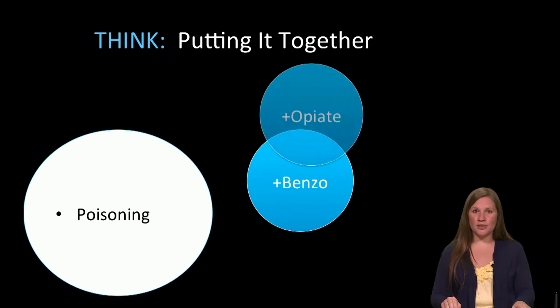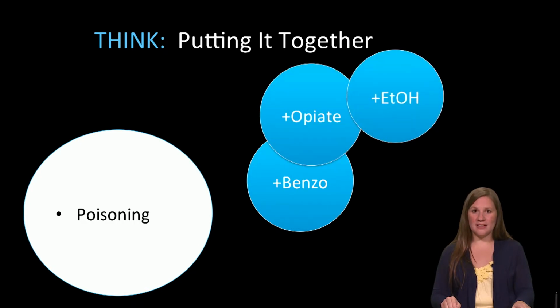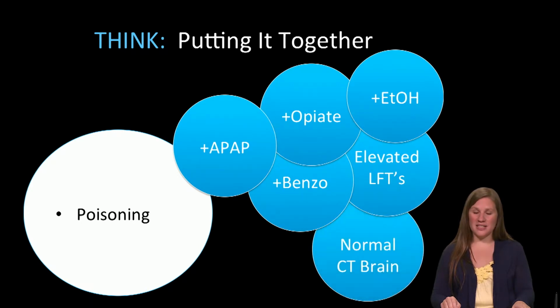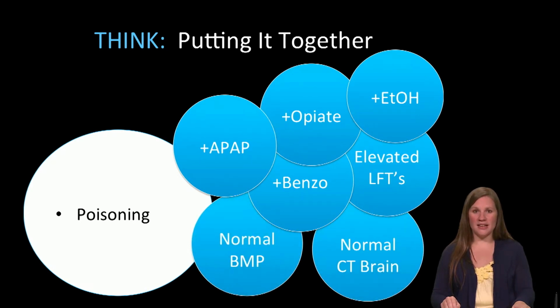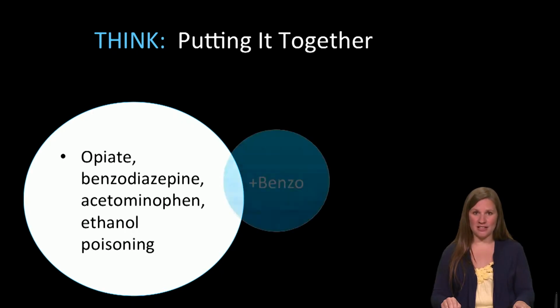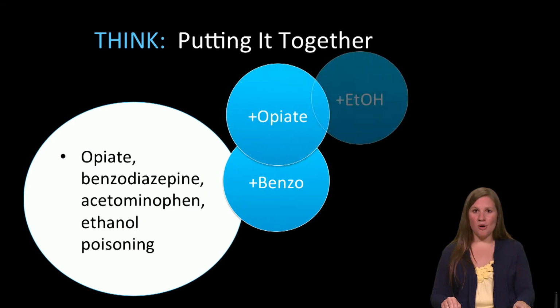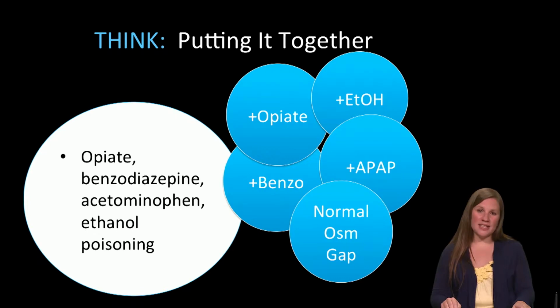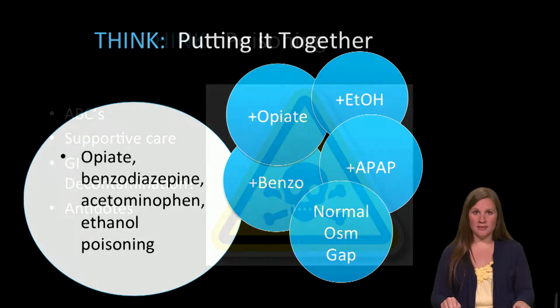The patient took benzodiazepines, opiates, ethanol, acetaminophen. He has elevated LFTs, a normal CT brain, and a normal basic metabolic panel. We know based on this that he's likely an opiate, benzodiazepine, acetaminophen, and ethanol poisoning patient. We also know that he has a normal osmolar gap, ruling out toxic alcohol ingestions.